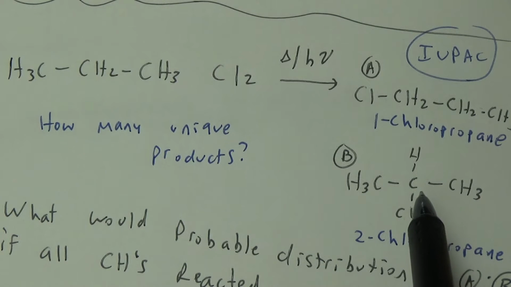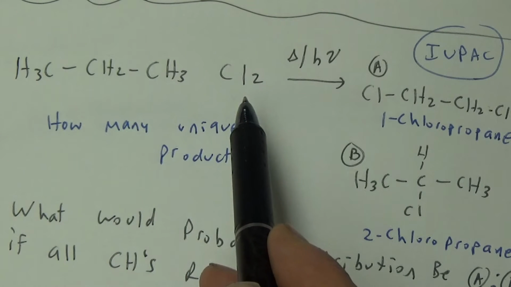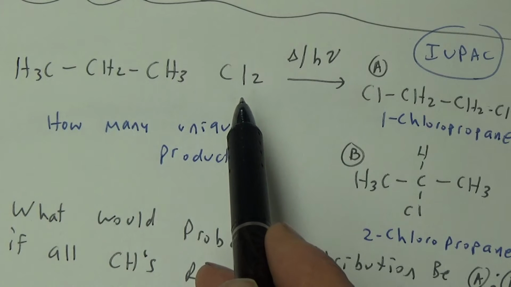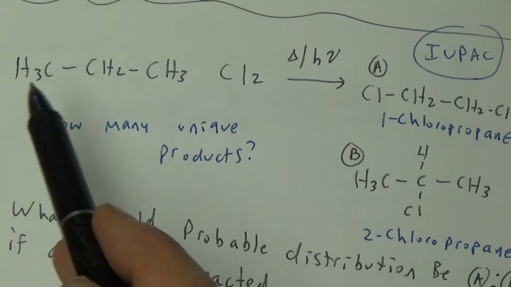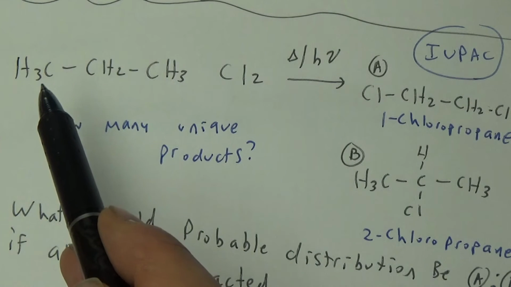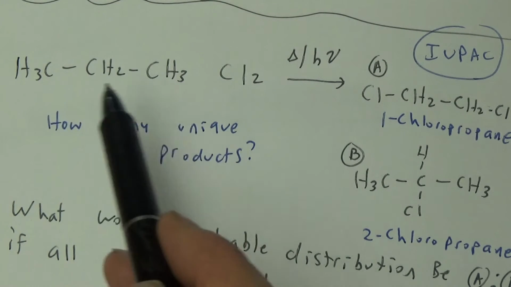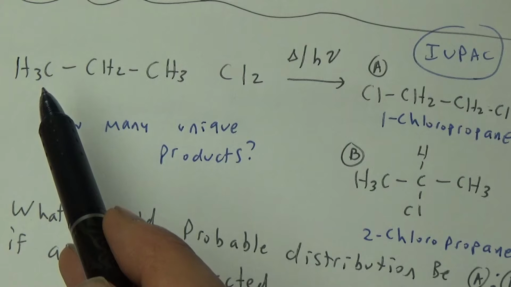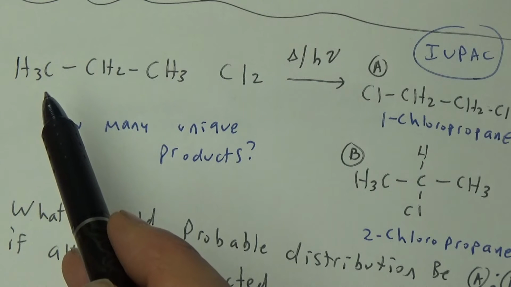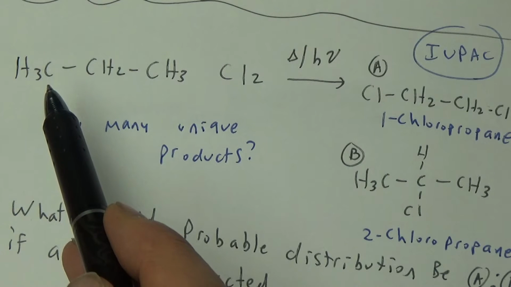I'll jump ahead a little bit, because when you think about the mechanism, you initiate, make some Cl dot, and then the propagation. What's propagation? You have Cl dot, and then it'll pull off H's, right? So if we pull off the end H's, what kind of radicals do you get? Primary, secondary, or tertiary? If you pull off an H from there and you make a CH2 dot, is that primary, secondary, or tertiary? The answer is it's primary. If you pull off an end carbon, it's primary.